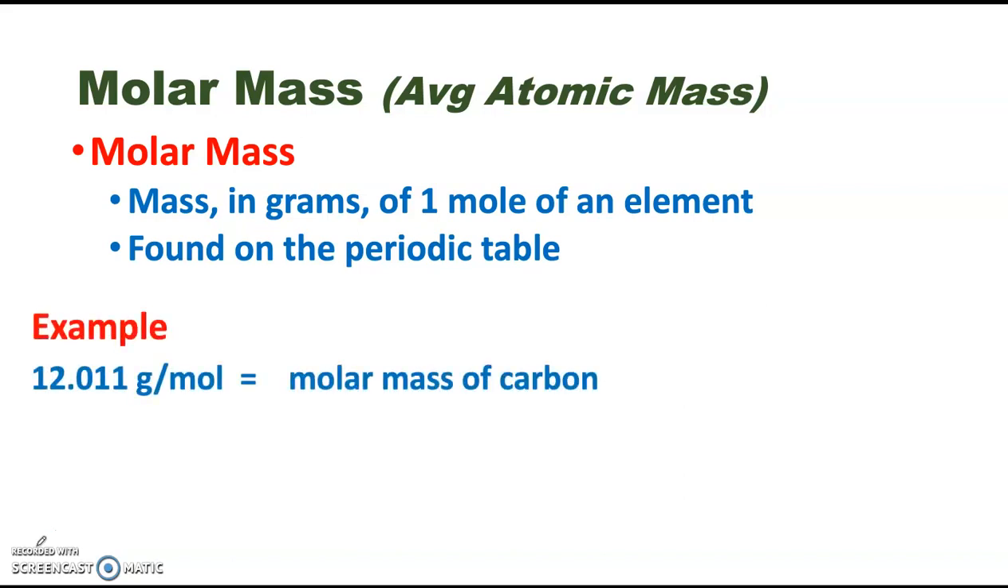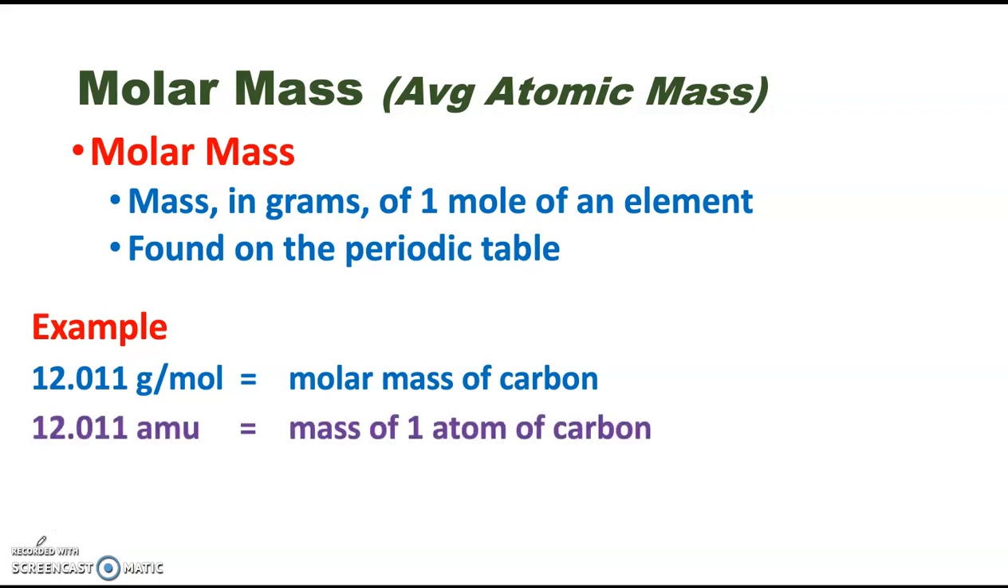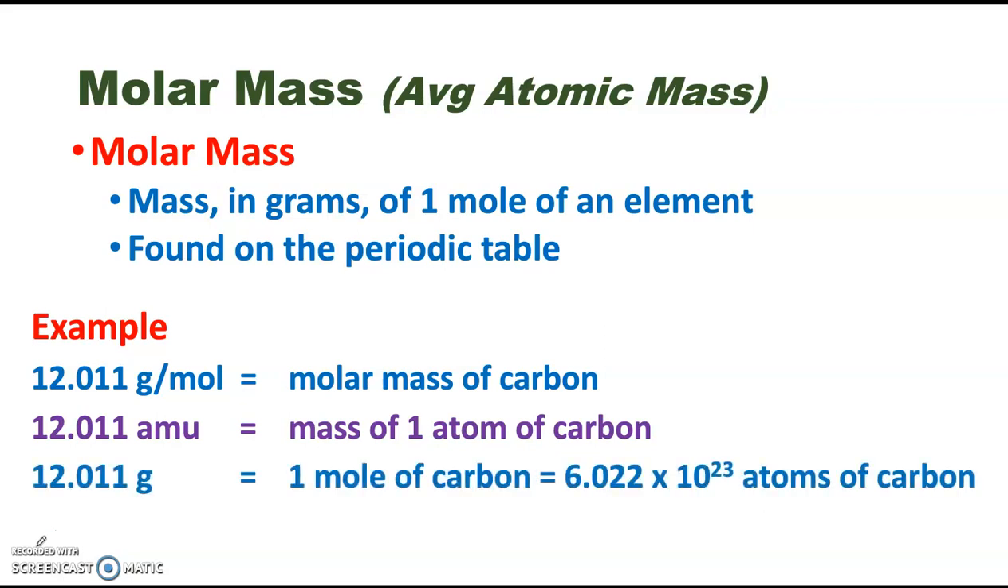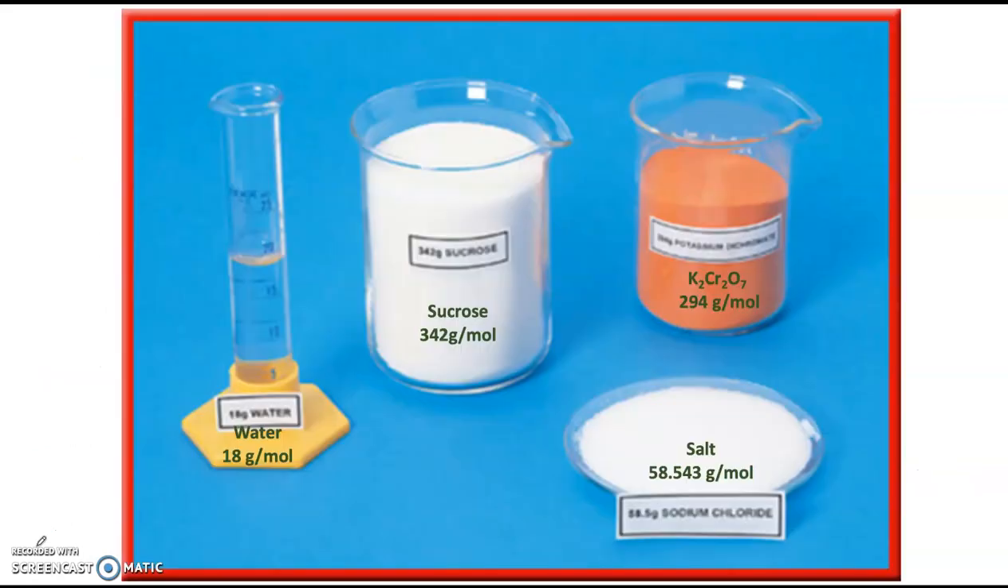So an example, the molar mass of carbon, if you look on the periodic table says 12.011. That means that one atom has a mass of 12.011 AMU, but it means 1 mole of carbon atoms has a mass of 12.011 grams. So 12.011 grams is the mass of 6.022 times 10 to the 23rd atoms of carbon, or 1 mole of carbon. So now start thinking of those numbers in terms of grams per mole on the periodic table.